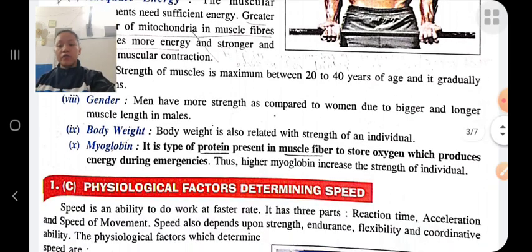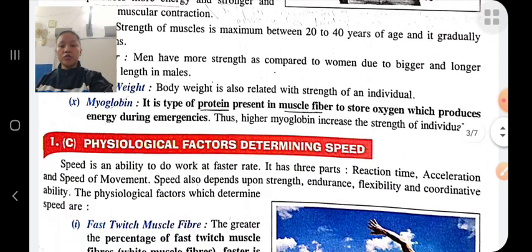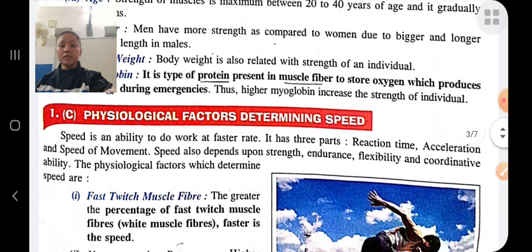Next are the physiological factors that determine speed. Speed means the ability to do the work as fast as possible, how fast you can do the activity in the minimum possible time. There are 4 types of speed: reaction time, acceleration, speed of movement, and locomotor ability. These are the 4 types of speed.